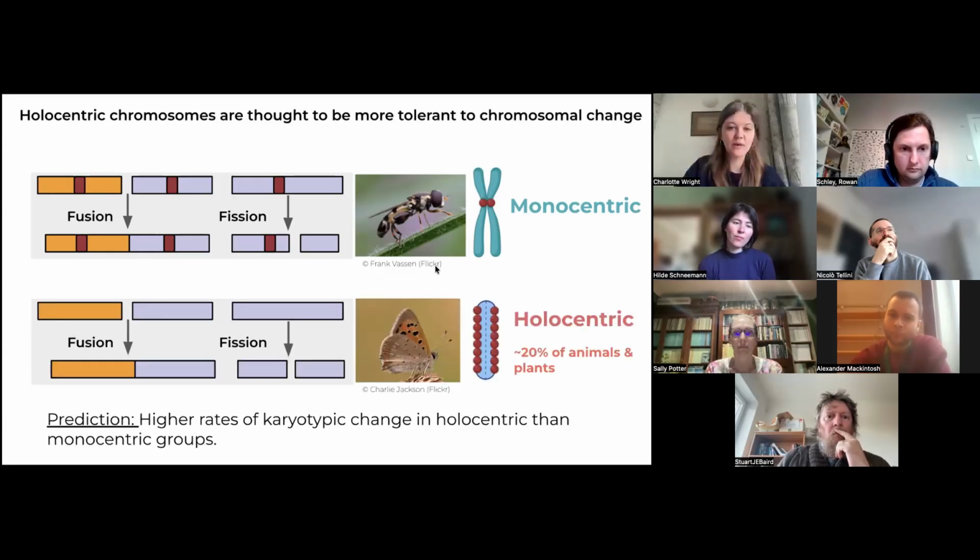Whereas in holocentric species like the butterflies and moths, they have so-called centromeric activity along their entire length. And this means that if you have a fusion, the new chromosome is good to go, and vice versa. A fission, you have centromeric activity on both of those new chromosomes. And so perhaps we might think that here chromosome rearrangements are much easier to evolve, and so we might get higher rates of karyotypic change than in monocentric groups. And just to say, I'm showing butterflies here, but they're not the only groups that have these holocentric chromosomes. A wide variety of plants and other types of invertebrates also have these types of holocentric chromosomes.